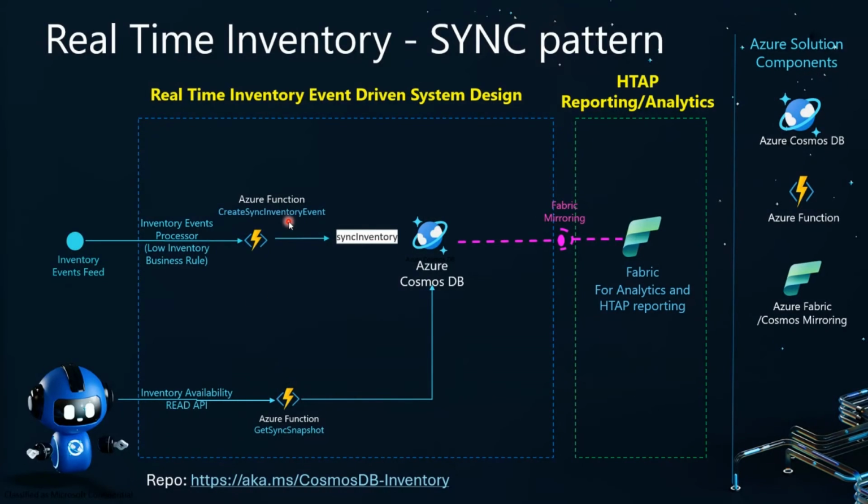So the trick here is that the inventory event function is using the transactional batch feature to increment and decrement product availability at the same time, and again with ACID guarantees. So let's check the code in action.